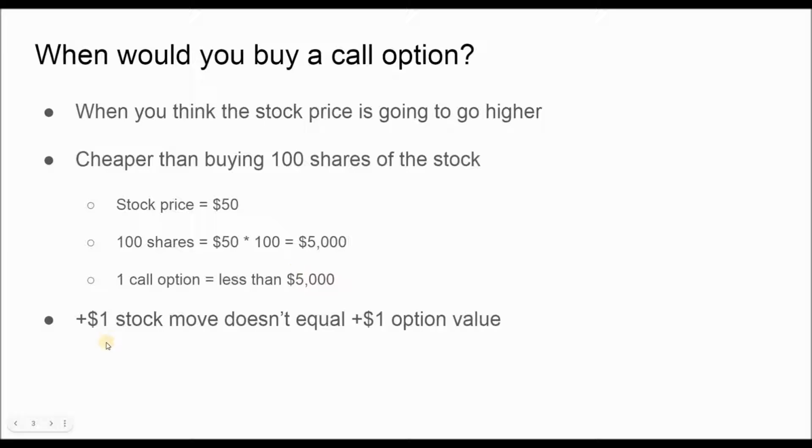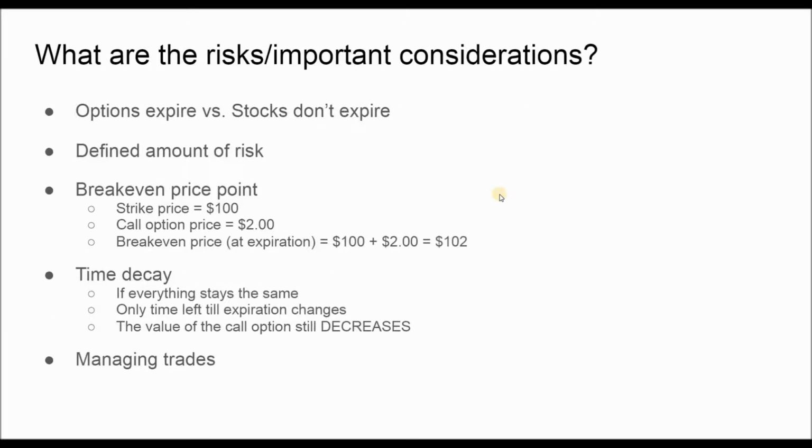And then the final point here is that a $1 stock move doesn't equal $1 option value. So for example, if the stock goes from $50 to $51, if you owned 100 shares, you would have made $100. Whereas if you own a call option and the stock price goes up $1, the option value doesn't necessarily go up $1.